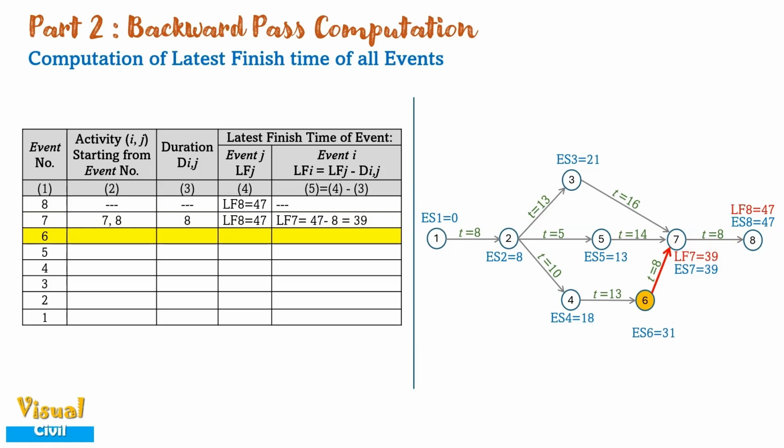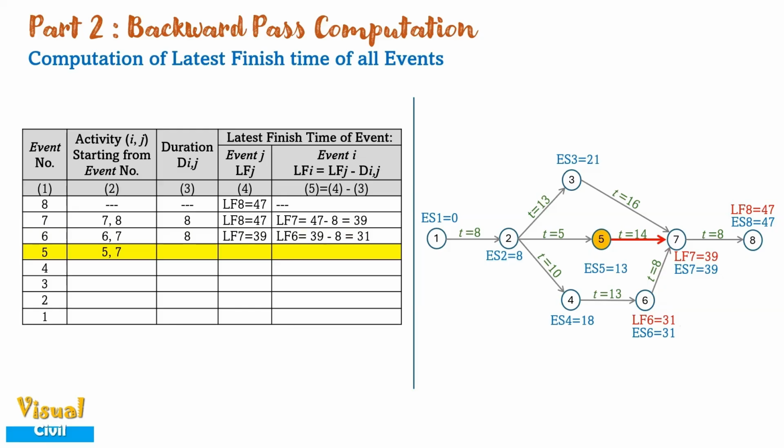At event 6, activity 6-7 is starting with duration 8. The latest finish time of event 7, LF7, is recently calculated as 39. Therefore, the latest finish time of event 6, LF6, is equal to LF7 minus duration. This is equal to 31.